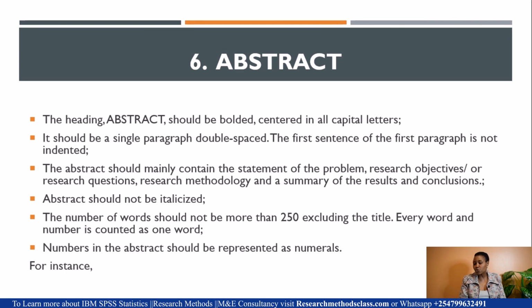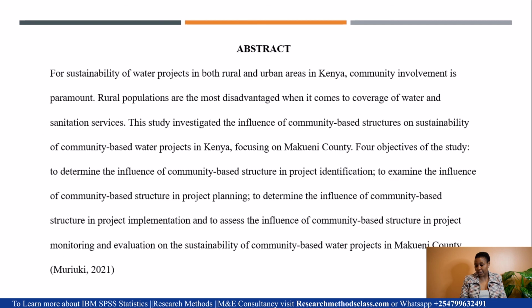And the number of words should not be more than 250 excluding the title. And note that every word and number is counted as one word. And numbers in the abstract should be represented as numerals except where they are beginning a sentence. So some institutions will talk about an abstract of between 250 to 350. The ideal one is 250. Again, follow your institutional guidelines. For instance, what we have. So we have the title is abstract. This title is centered and it is bolded. Then the content of the abstract is not italicized and it is not single spaced. And the first line is not indented.